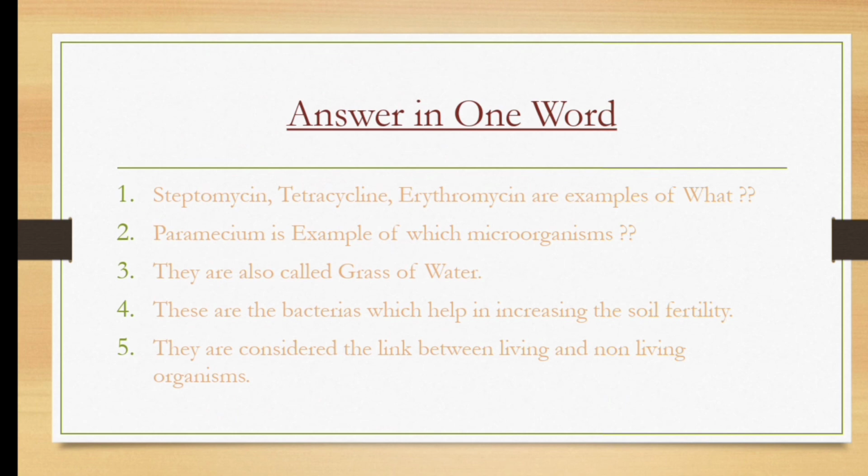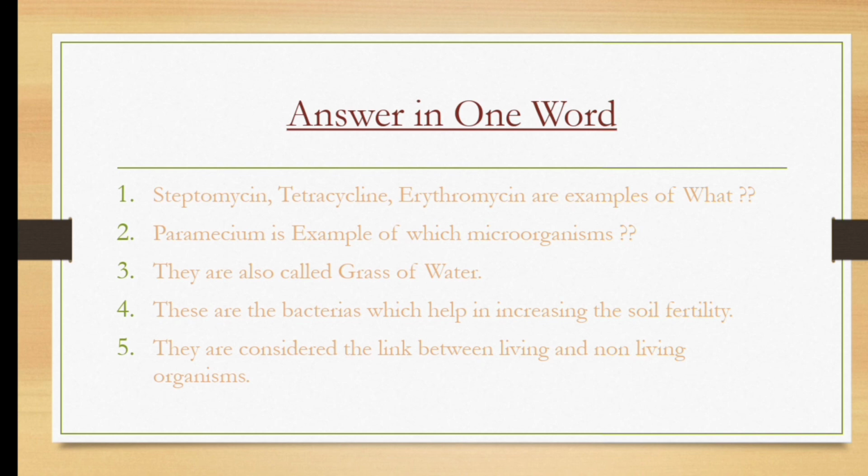Next is answer in one word. Streptomycin, tetracycline, erythromycin are examples of what? So this I discussed in the topic friendly microorganism. Streptomycin, tetracycline, erythromycin are examples of antibiotics. The answer would be antibiotics. Next is paramecium is example of which microorganisms? Of course, it is an example of protozoa.